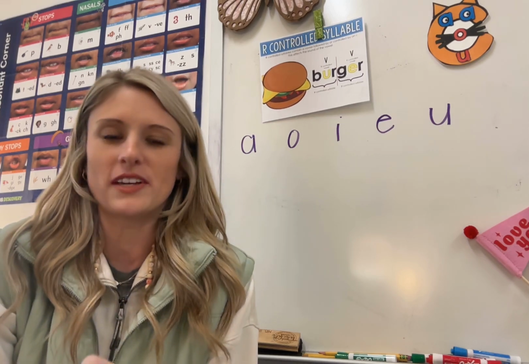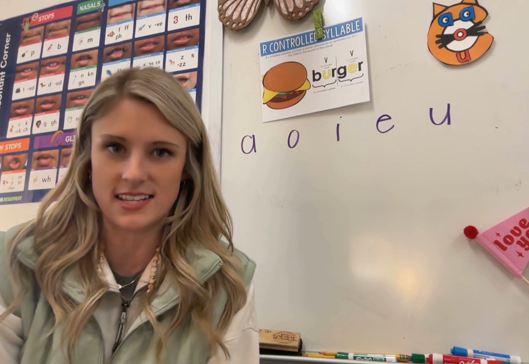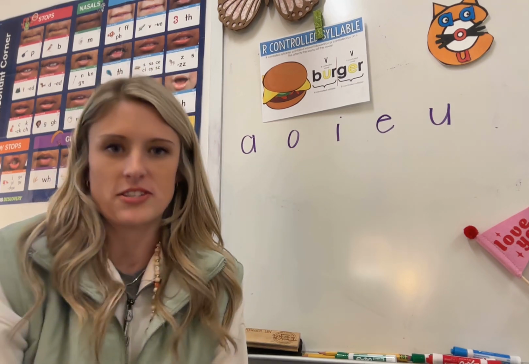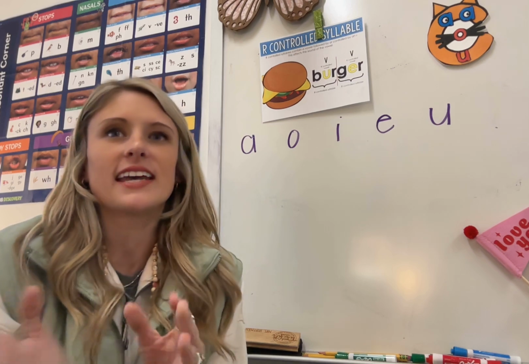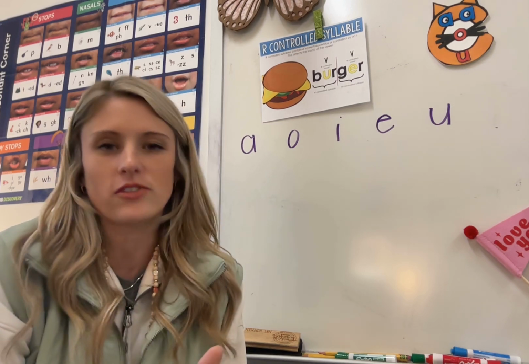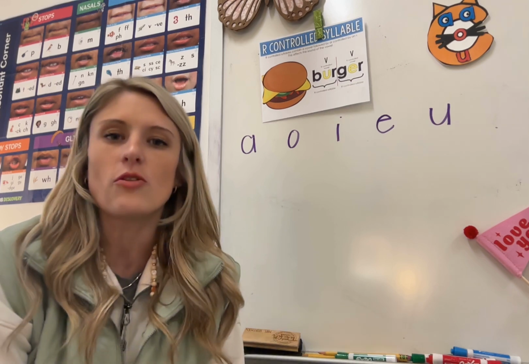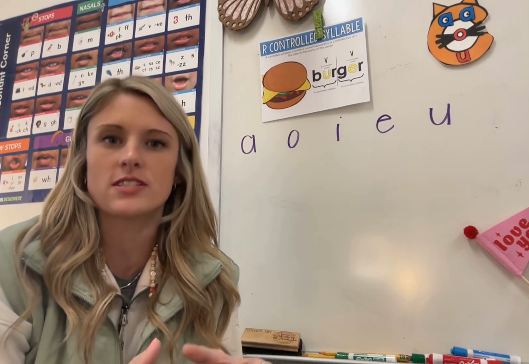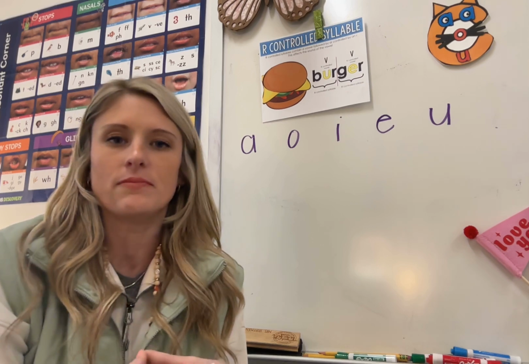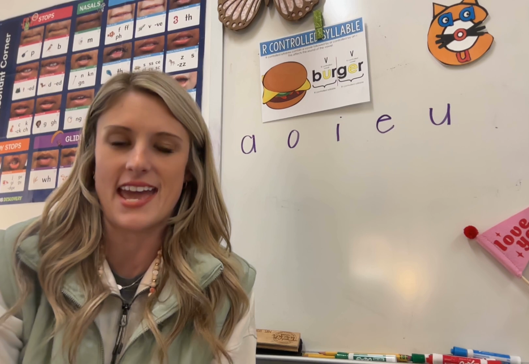R controlled is basically when R is behind a vowel and it takes over the vowel and changes that sound. So, think about our vowel sounds. We have A, E, I, O, and U. And anytime there's an R right after that vowel sound, it's going to change the way the vowel sounds. We know that our vowels mostly always have two sounds when they're by themselves, short and long. Like A says /a/ in short A and long A says /ā/.